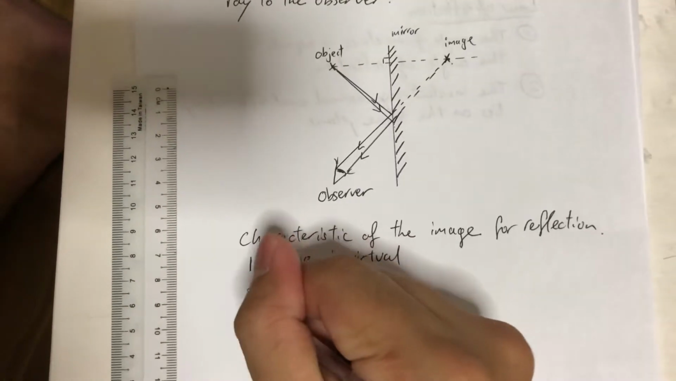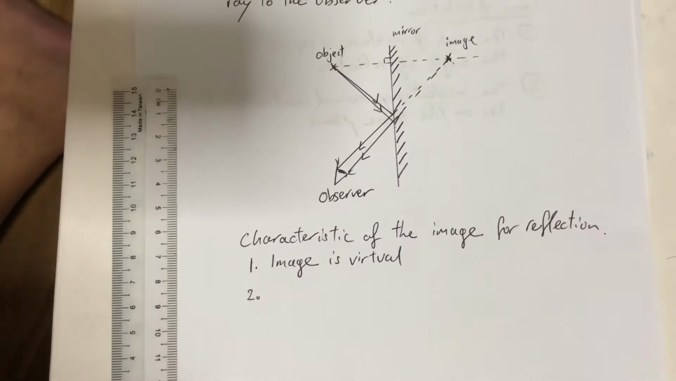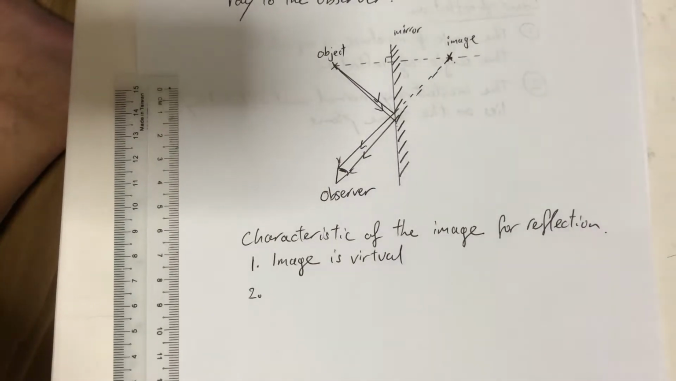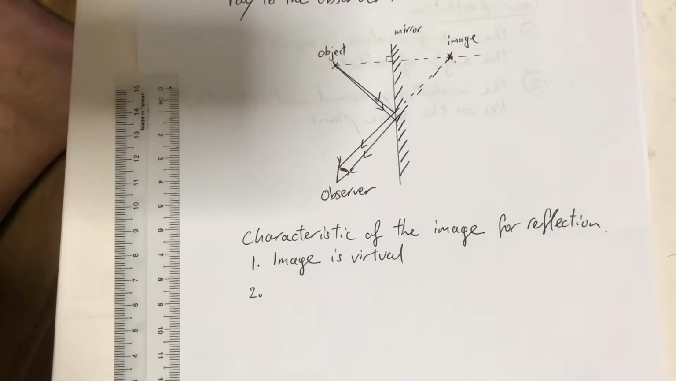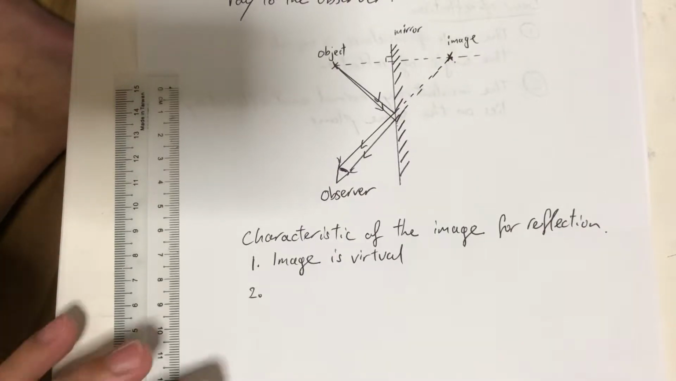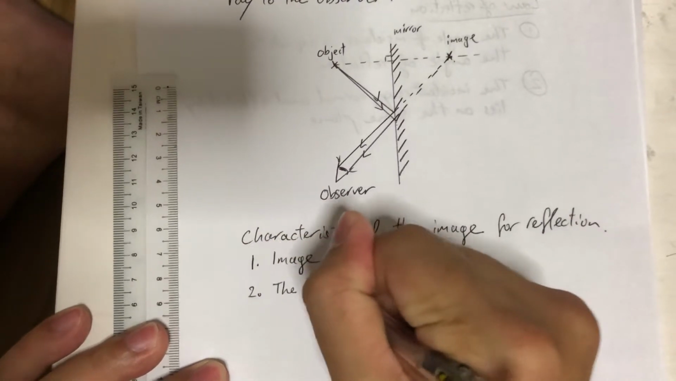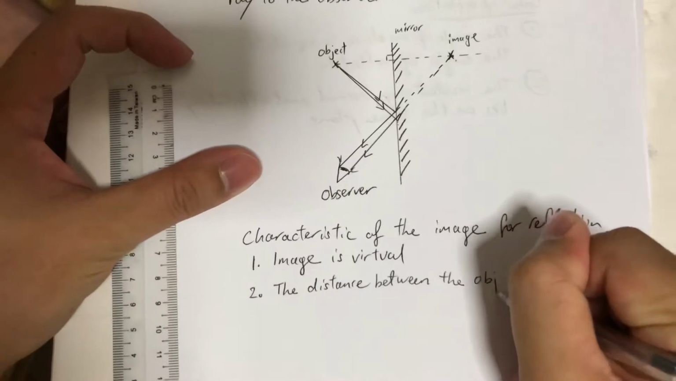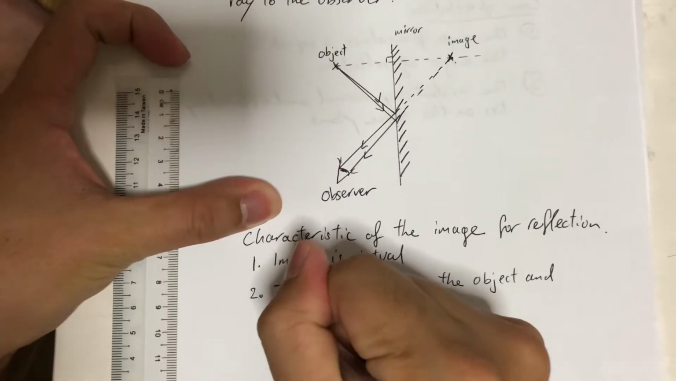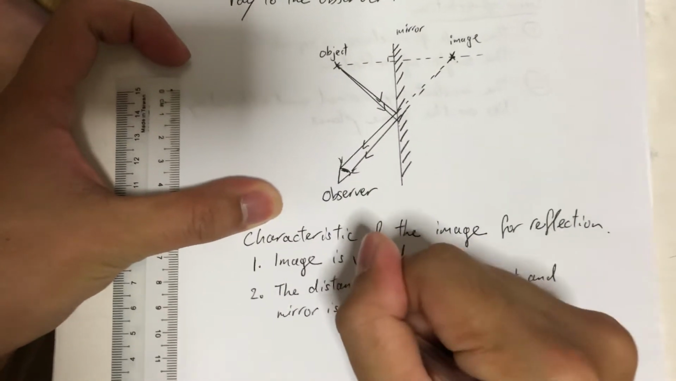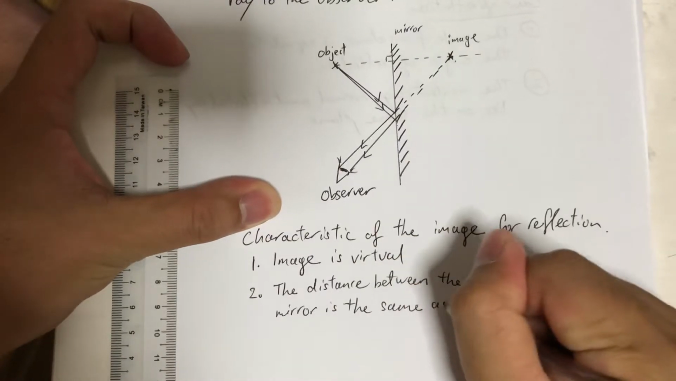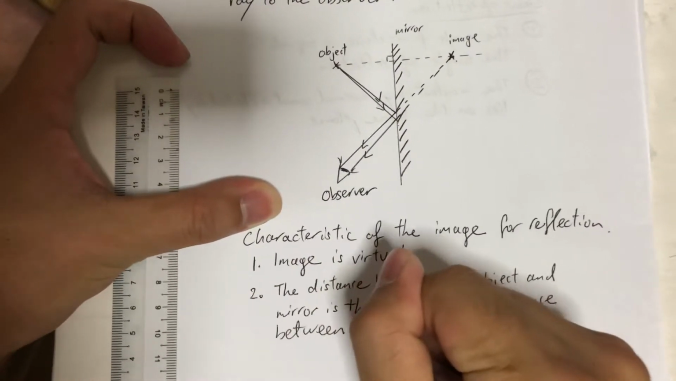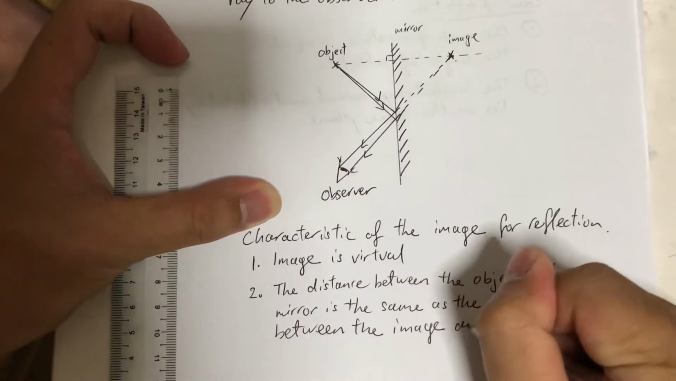Next, notice that I mentioned at the start that when we measure the distance of the object to the mirror, we duplicate it on the other side, because we are actually using the second characteristic of the image for reflection, which is that the distance between the object and the mirror is the same as the distance between the image and the mirror.